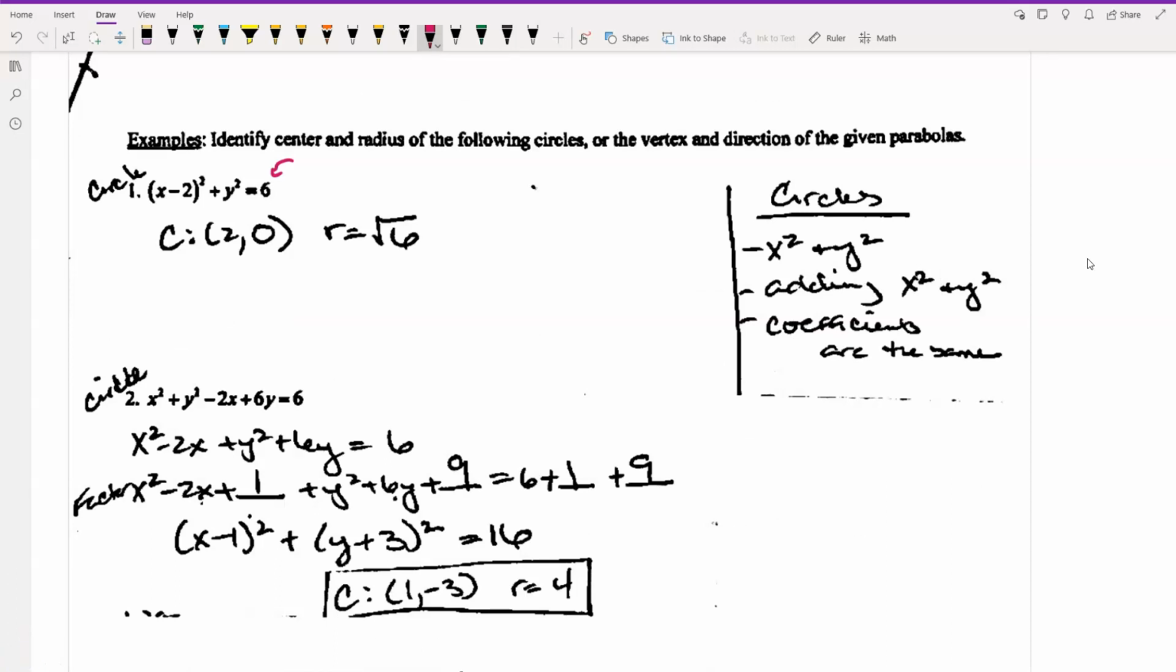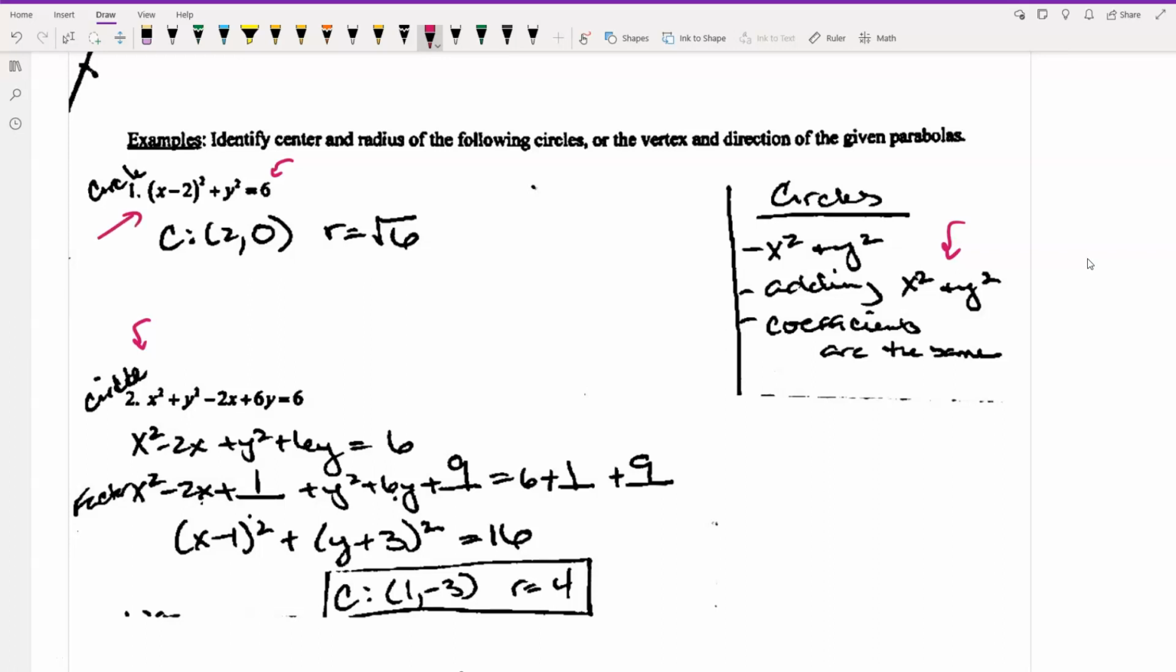So what we have for circles, we always have this power square for x and y, x squared plus y squared. So we have plus sign, and then coefficients are the same. Here again, we have a circle because we have x squared, y squared. Then minus 2x plus 6y equal to 6. So this one is not in this form.